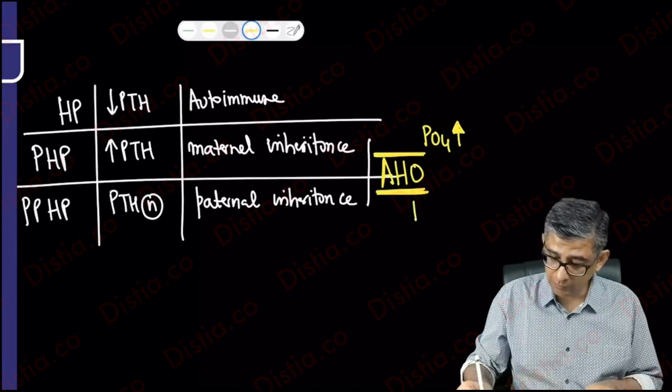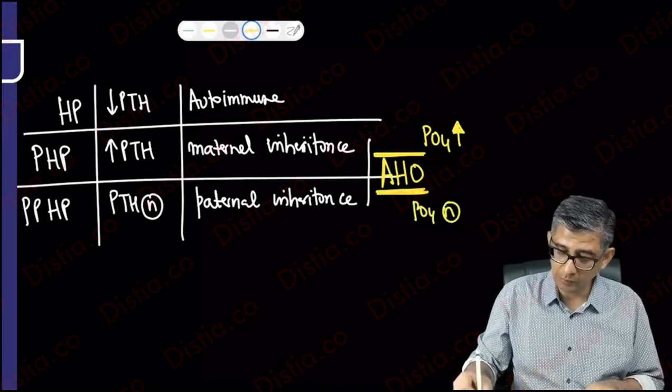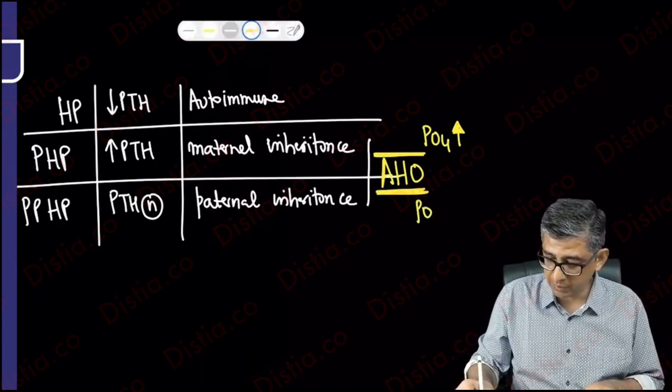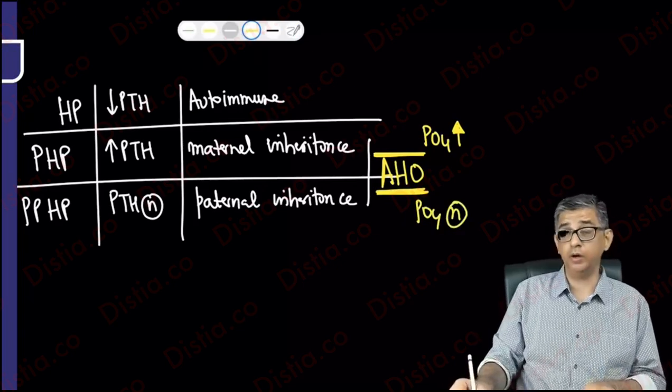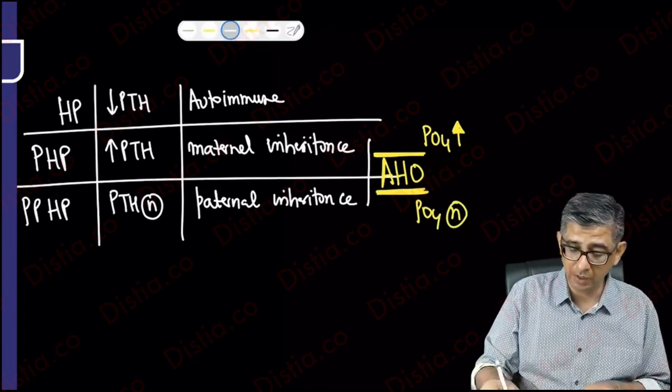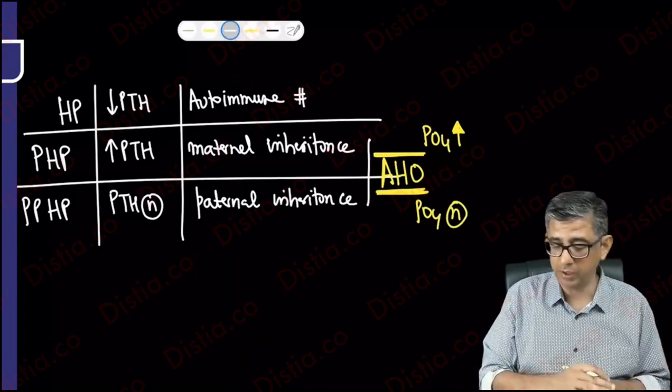But phosphate values will be normal in patients who are having PPHP. In fact, that phosphate thing I've written with a separate color at the moment because there's a possibility you may not remember it, but that hormonal issues has to be clear. Autoimmune destruction of the gland is primarily for hypoparathyroidism.